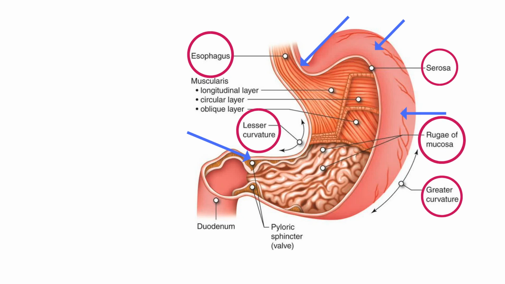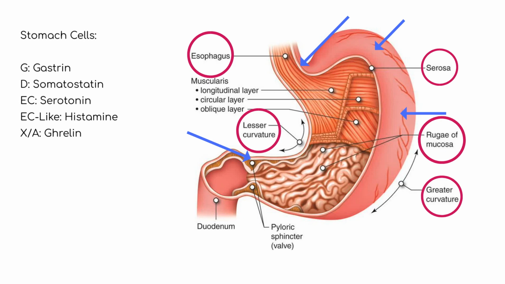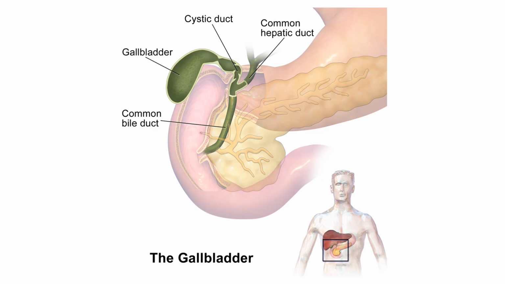There are 5 types of stomach cells, which include G cells secreting gastrin, D cells secreting somatostatin, EC cells that secrete serotonin, EC-like cells that secrete histamine, and X/A cells which secrete ghrelin. Food enters the stomach and mixes with gastric secretions to form a pasty substance called chyme. Chyme leaves the stomach by way of the pyloric sphincter and enters the first part of the small intestine called the duodenum.